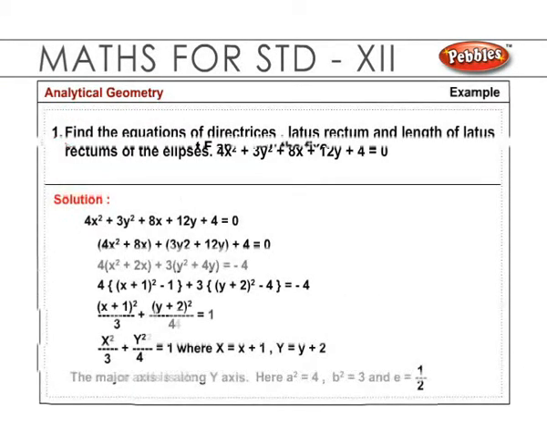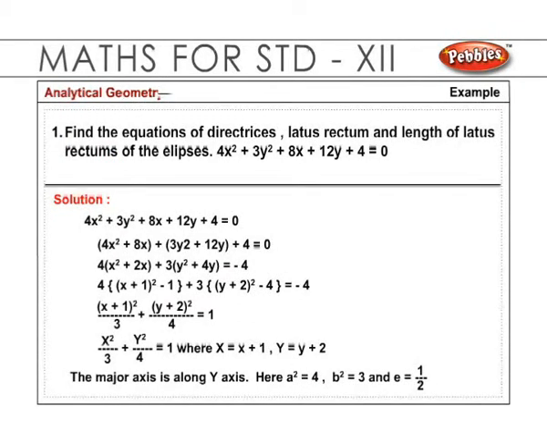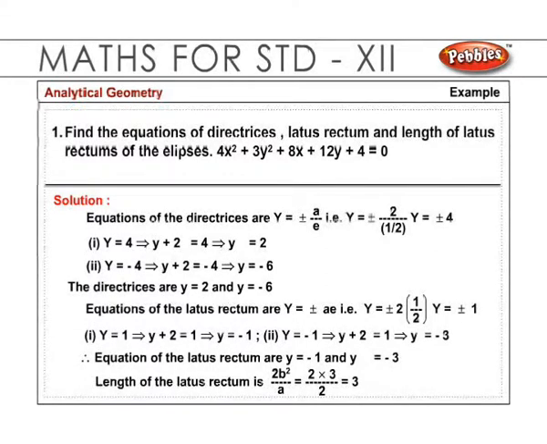For this example, by shifting the origin, simplify x plus 1 the whole squared by 3 plus y plus 2 the whole squared by 4 is equal to 1. X squared by 3 plus y squared by 4 is equal to 1. Here, major axis is along y-axis. e is equal to 1 by 2. Equations of the directrix are y is equal to plus or minus a by e, that is, y is equal to plus or minus 4.